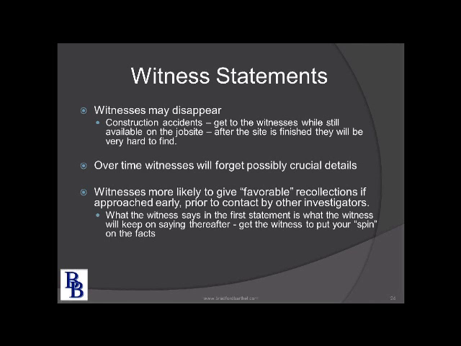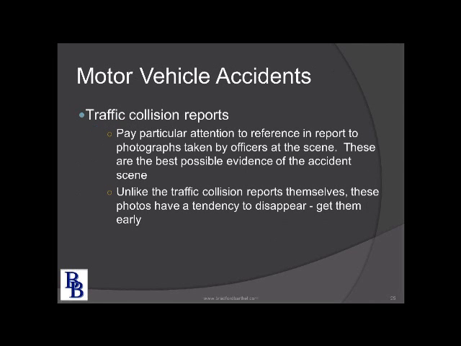Okay, let's talk about some specific areas of investigation and specific types of claims. First, motor vehicle accidents. Some things here are obvious. The first and most important thing you want to get, obviously, is the traffic collision report. And here, there's something in that report that isn't often caught. The traffic collision report will indicate whether there are photographs taken at the scene.